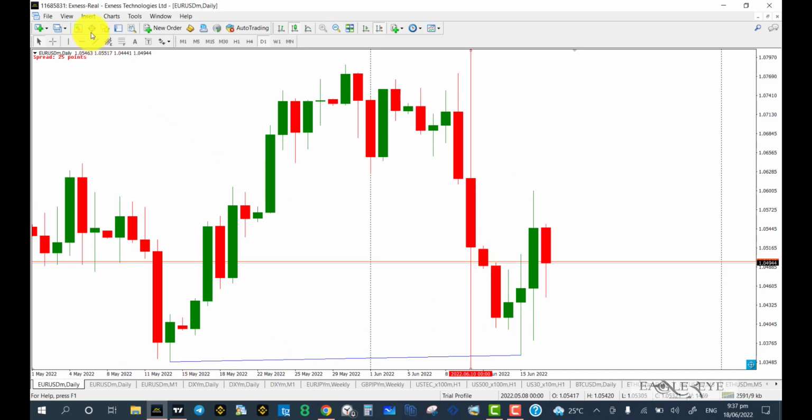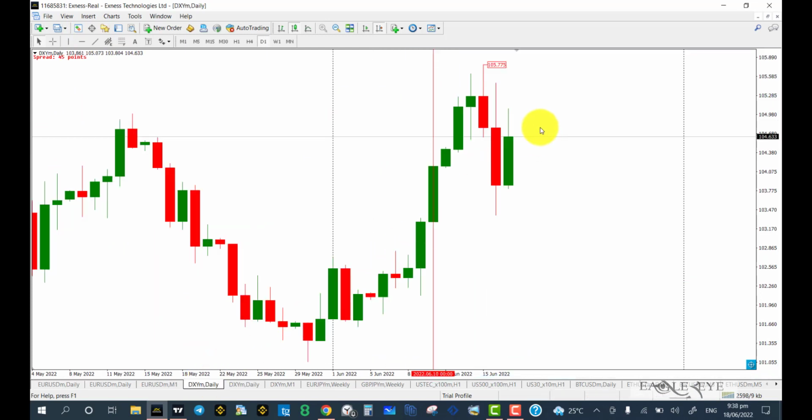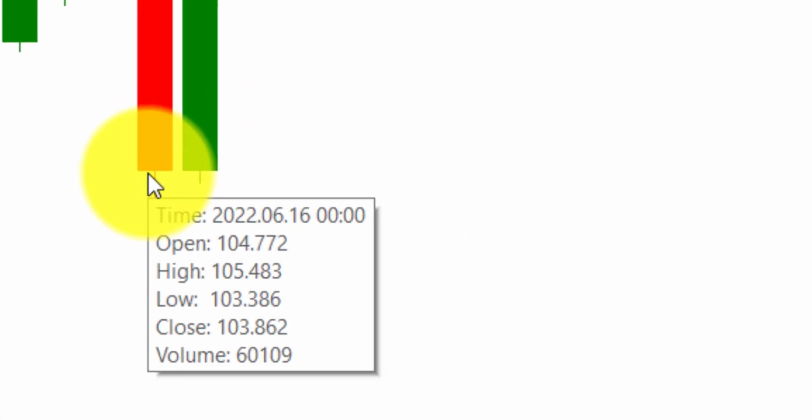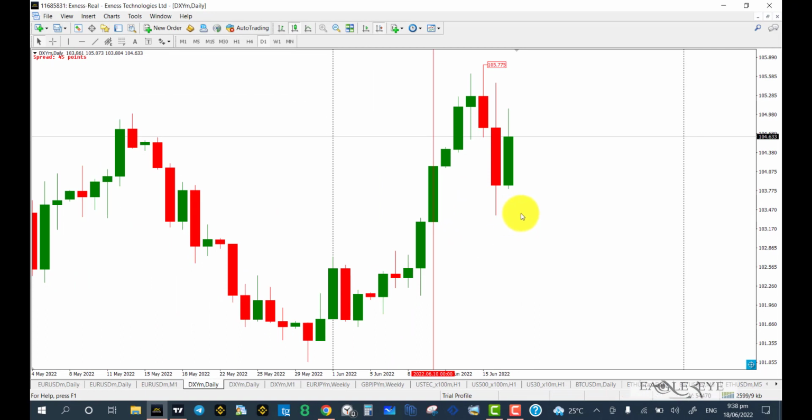What nullifies or negates this expectation? Back to the DXY, or the dollar index: should price run below this low, which comes in at 103.386, I'm most likely going to disregard my bias of targeting this high. That's what nullifies that particular scenario. There is no absolute in trading, so you just have to be cautious.